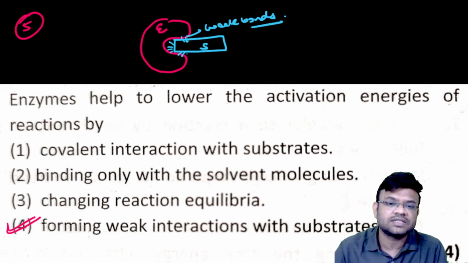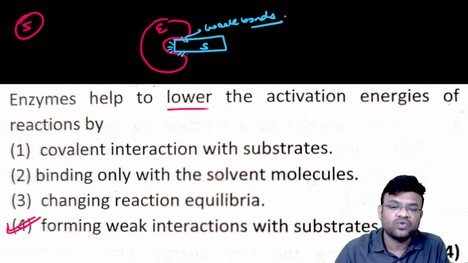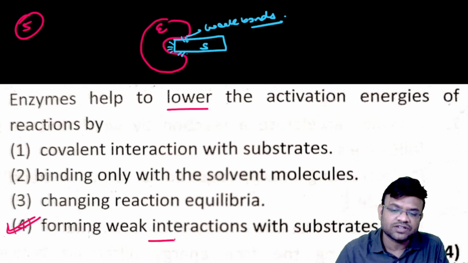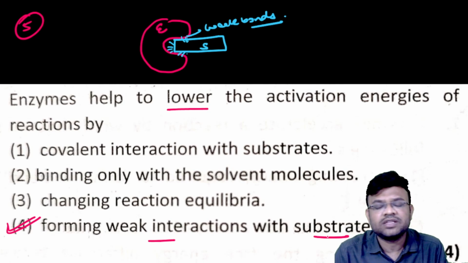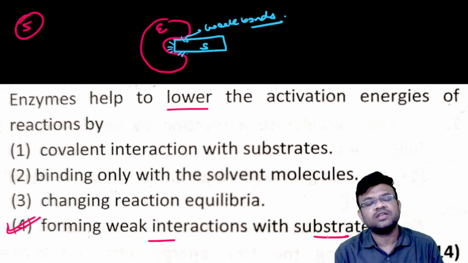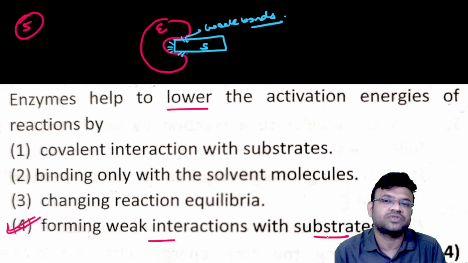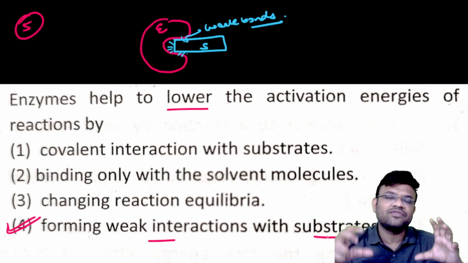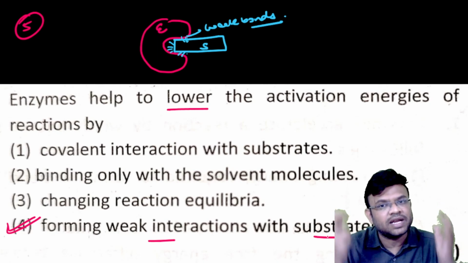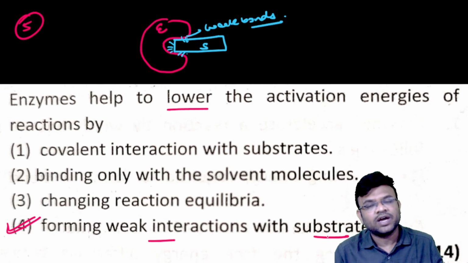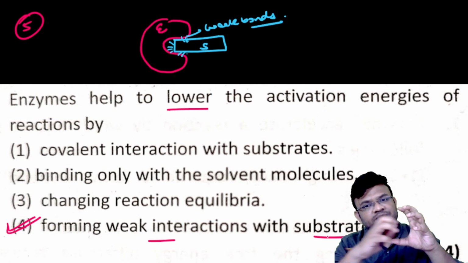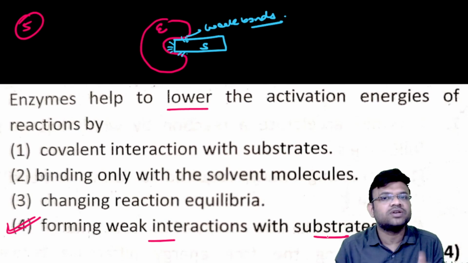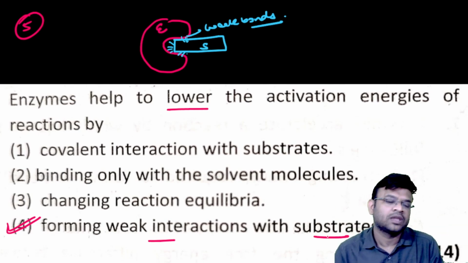So this question only asked how the lowering of activation energy is achieved. It is achieved by formation of weak interactions with the substrate. Always remember that there will never be strong interactions with the substrate. If the enzyme is having covalent bonding with the substrate, the enzyme will be automatically inhibited permanently. Why? Because a covalent bond is so strong that the substrate will not be able to retract from there, and ultimately the enzyme will be poisoned or inhibited permanently.